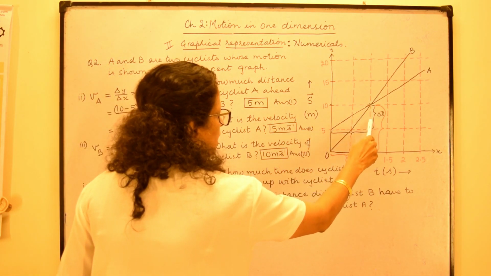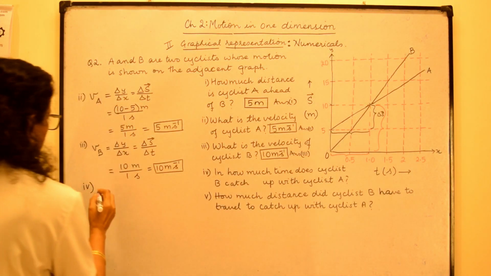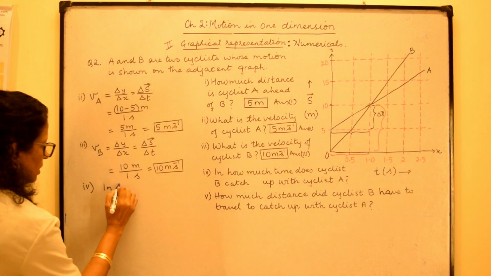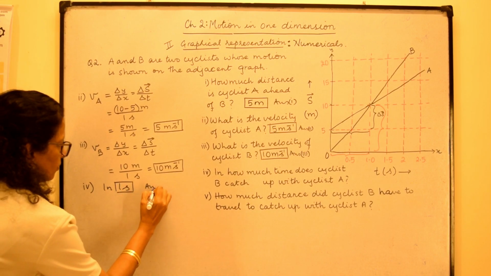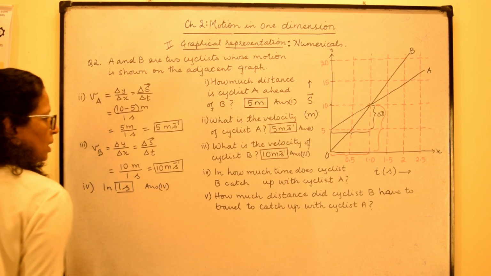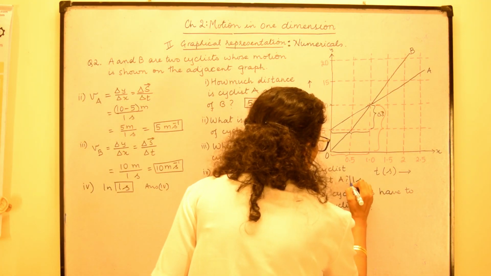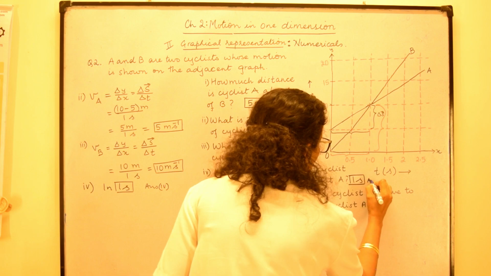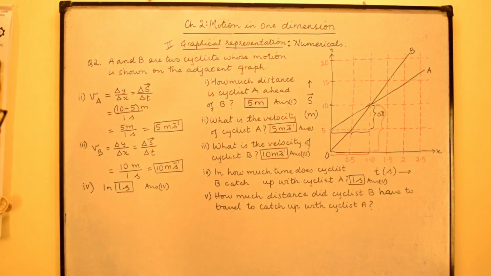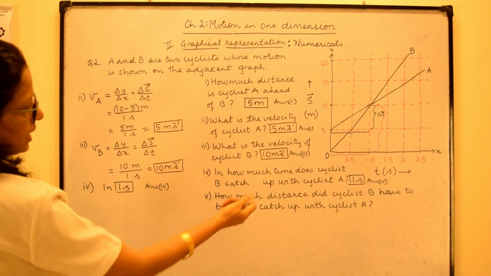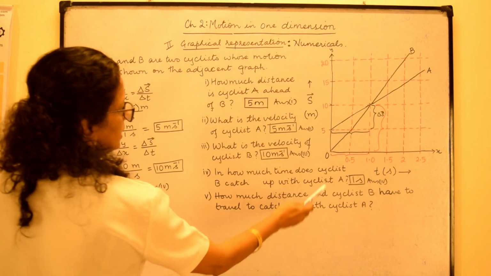From this point you come perpendicular distance down, so that is your 1 second. So in 1 second. And here we will say again 1 second, and that is our answer 4. Let us look at the next part. How much distance did cyclist B have to travel to catch up with cyclist A?